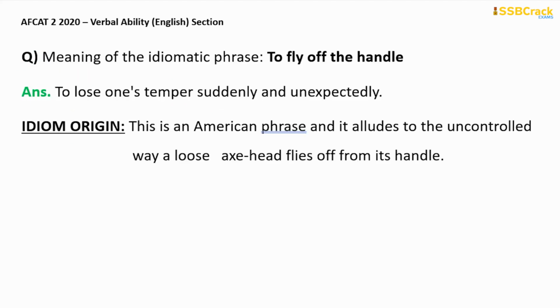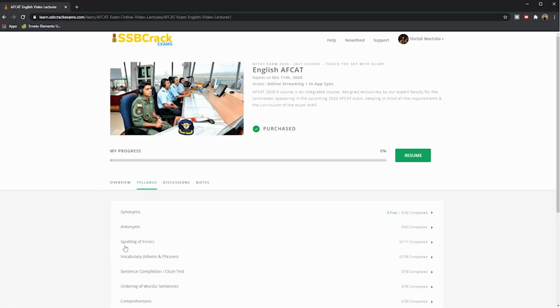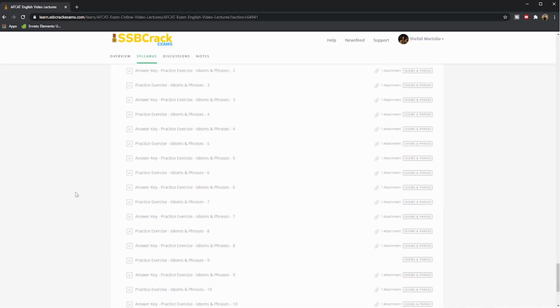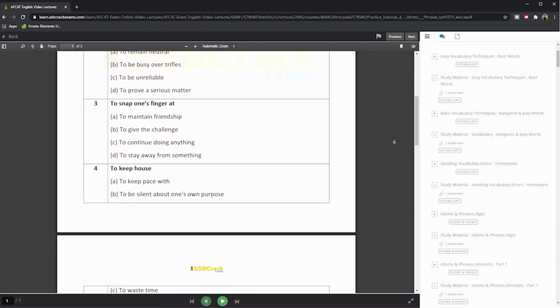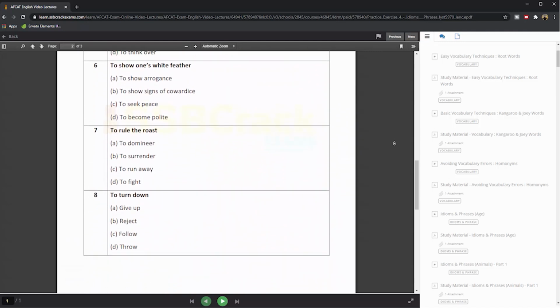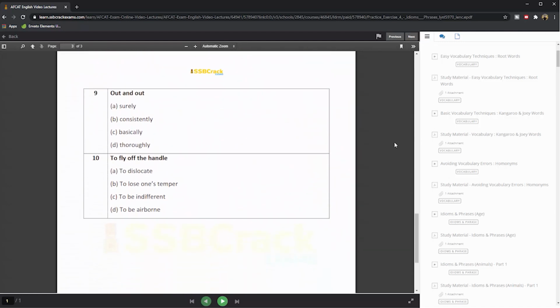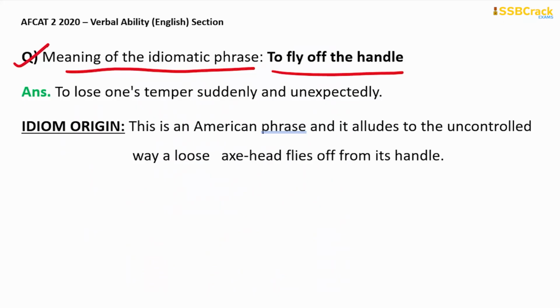The next question which came was to find out the meaning of an idiom or phrase, and the idiomatic phrase was to fly off the handle. So this question again I already discussed in my course lecture, and those of the students who have already taken our AFCAT mock test series have already got this question, I am sure. And the answer for this question is to lose one's temper suddenly and unexpectedly.